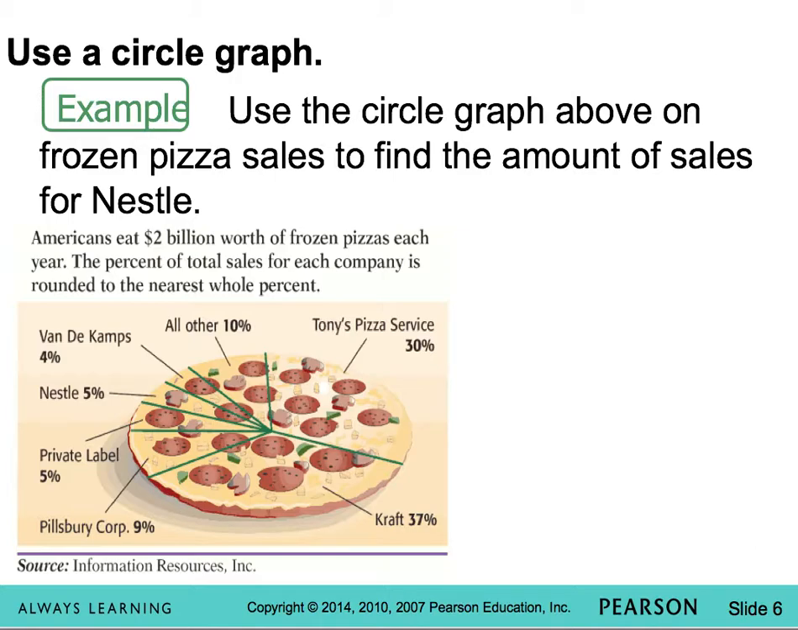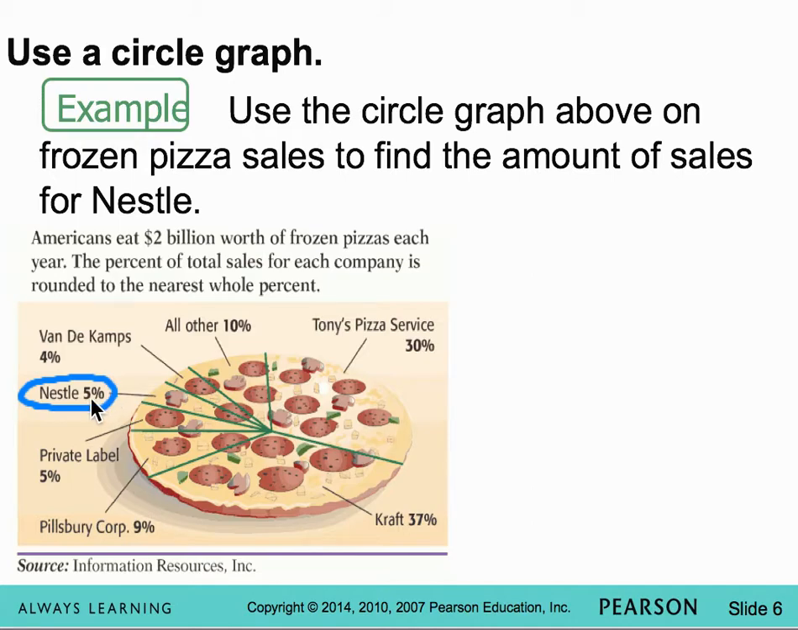Circle graph, sort of. They're using a pizza for a circle graph, but let's see what it says. Americans eat $2 billion worth of frozen pizzas each year. Whoa. The percent of total sales for each company is rounded to the nearest whole percent. Okay, it says use the circle graph above, how about below, on frozen pizza sales to find the amount of sales for Nestle.